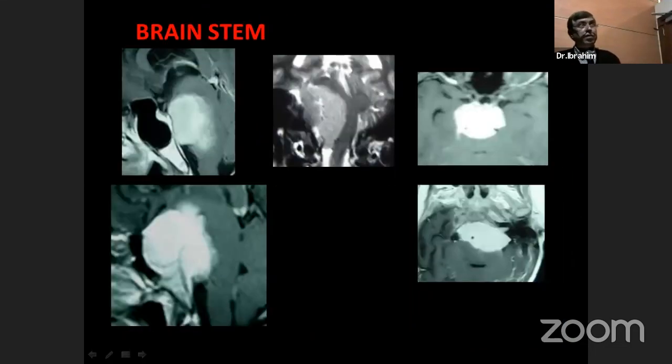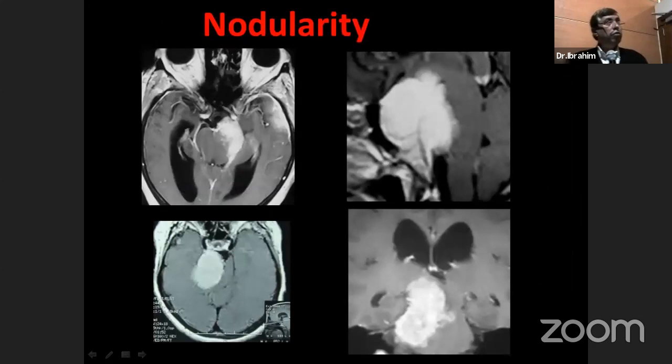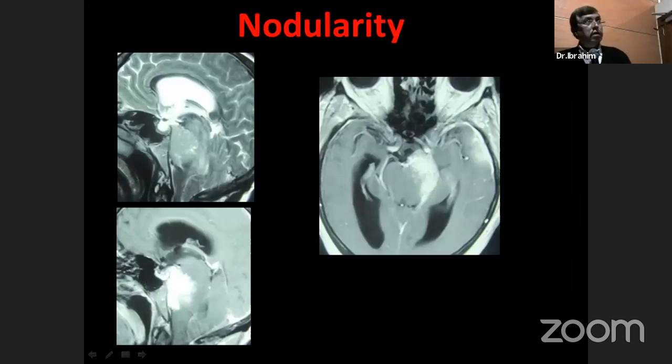So this is the brainstem compression. And I swear to you, swear to God, that I ask them these questions. How would you dare give this patient with a severe brainstem compression a gamma knife? The answer is, I don't care. Nodularity, look at this. This is a bad case, nodular. Nodularity again.